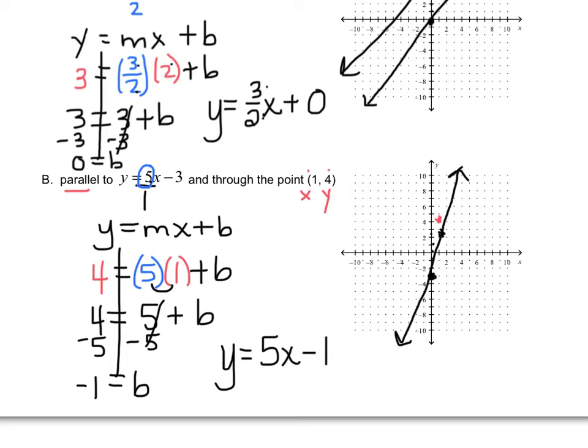When I graph that line, I'll start at the y-intercept down 1 and go up 5, right 1, and it does go through that red dot, and you can see that our lines are very close together, but they are parallel. So I'll put the little parallel symbol on them. Parallel, and those lines up there as well were parallel.